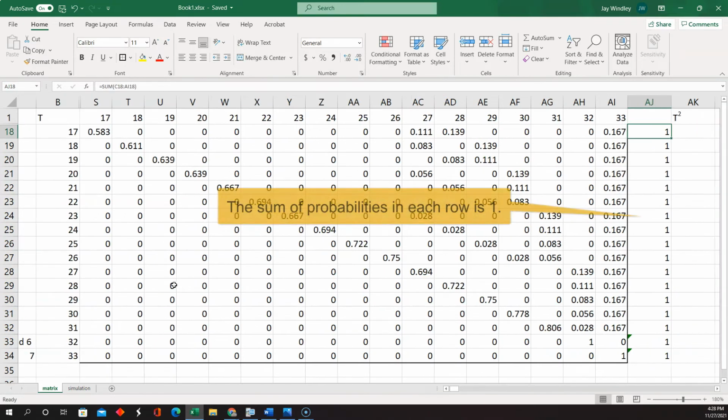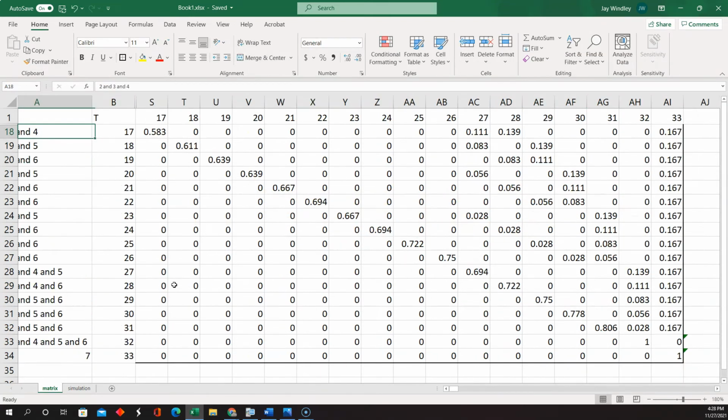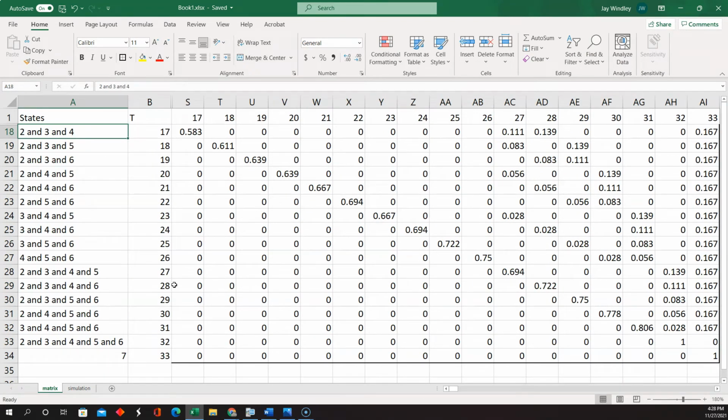Of course, if you roll a 7, which there's 6 ways that can happen, then you're in state 33. But you can go from state 17, which is a 2, 3, and 4, to state 27, which is a 2, 3, 4, and 5, if you roll a 5. So you can get from state 17 to state 27 if you roll a 5. And the probability of rolling a 5 is 4 out of 36. So it took a while to put all of the probabilities in this matrix.